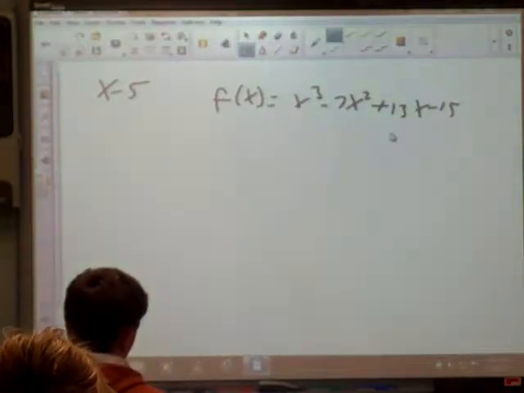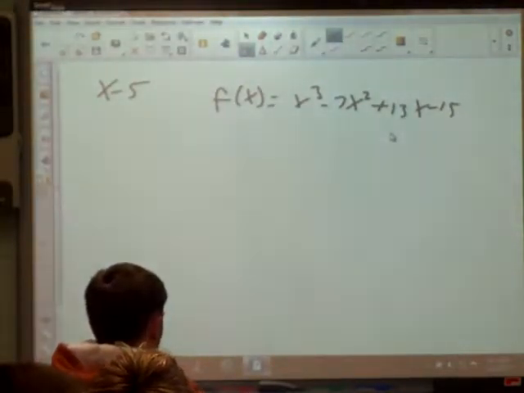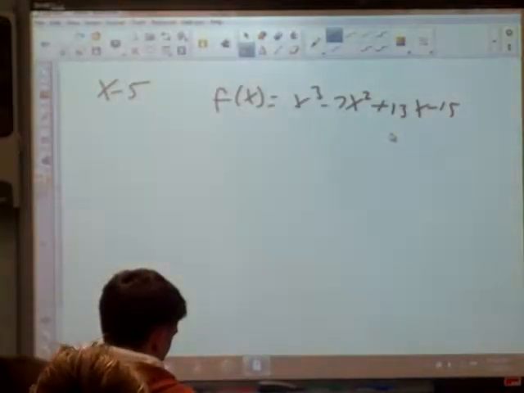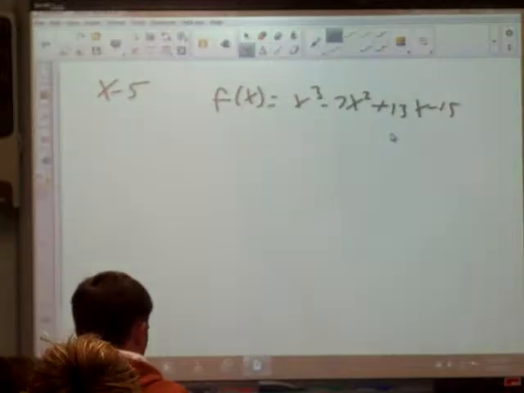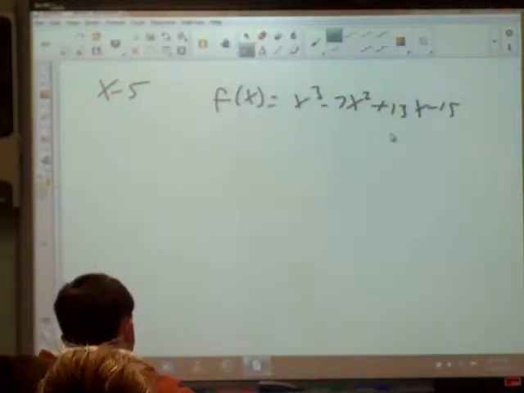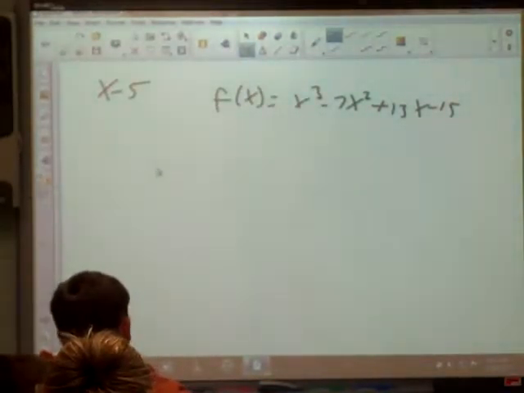What it means to be a factor of something is that it goes into it evenly. Factors of 6 are 1 and 6, 2 and 3. Those go into it evenly with no remainder. So to check if that's a factor, we can use the synthetic division we reviewed yesterday and see if we get a 0 in the remainder spot. A 0 in the remainder spot means it goes into it evenly.